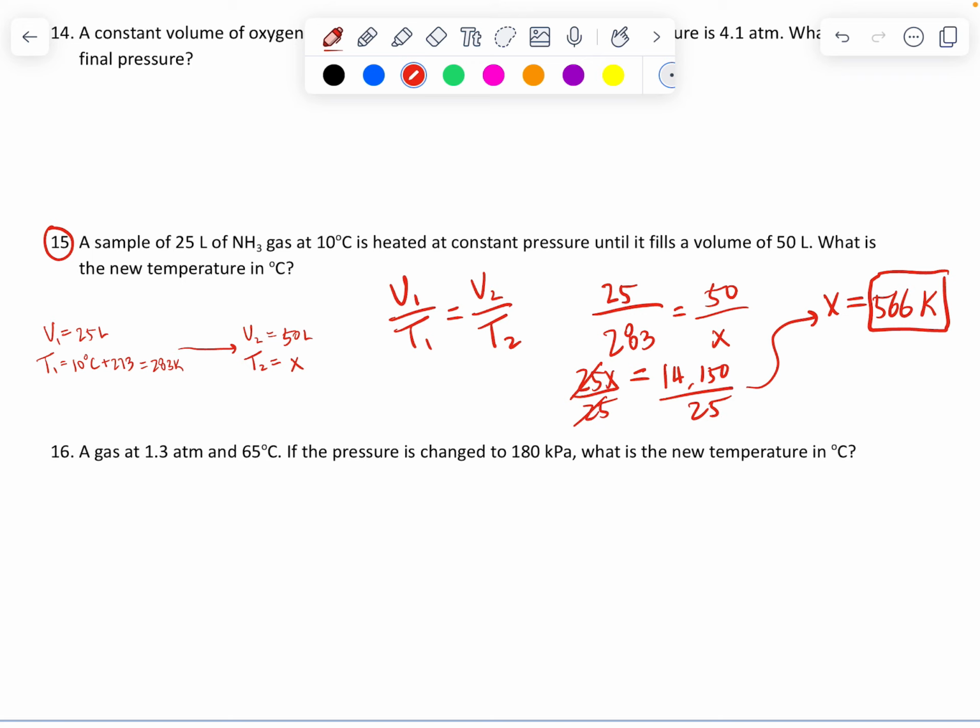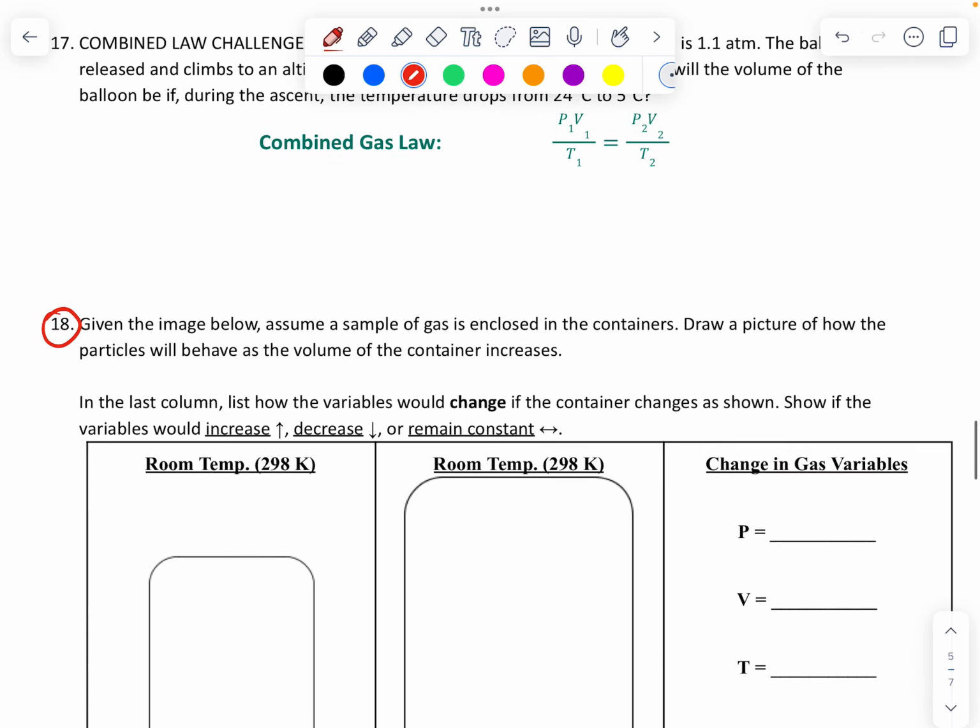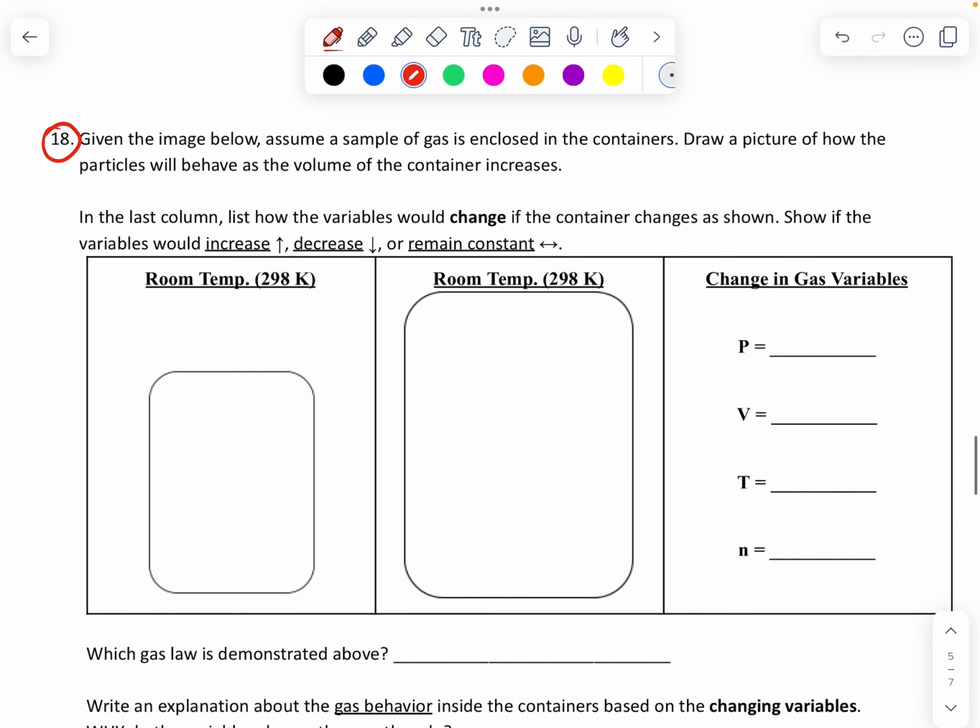All right, so let's try to make sense of this a little bit. So this law, Charles's law, we know that it's a direct relationship, right? Which means if one goes up, the other will go up as well, right? Vice versa. So volume has gone up, right? From 25 to 50. And did the temperature also go up? Yes, it did. Boom. Okay, there's 15. Okay, so here's 18 now.